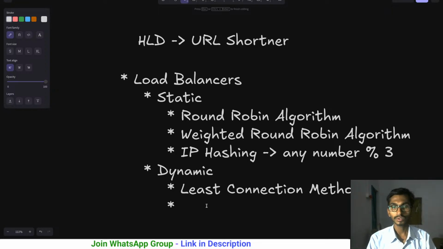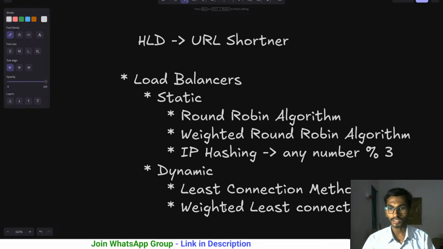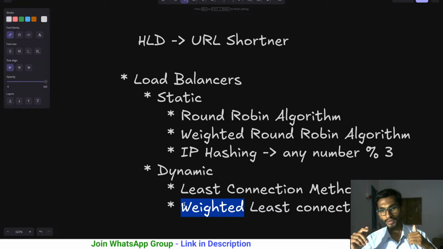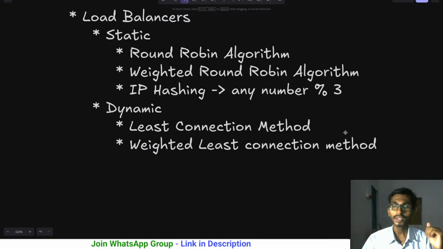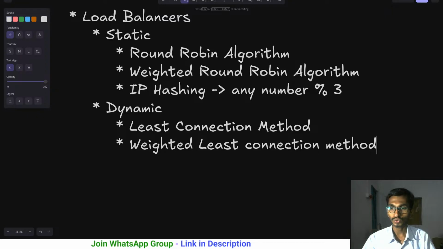And then we have weighted least connection method. This simply takes care of two things. First of all, it gets the ratio of the number of connections and the ratio of the weight of that particular machine, like what is the capacity of that particular machine. As per that, it just simply decides where to send the traffic.